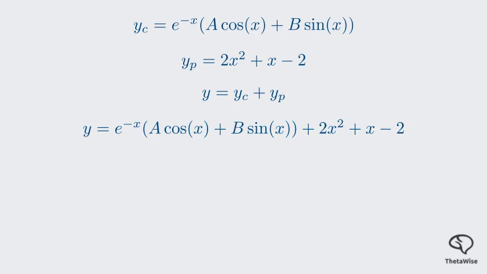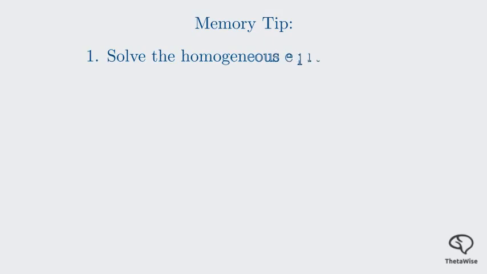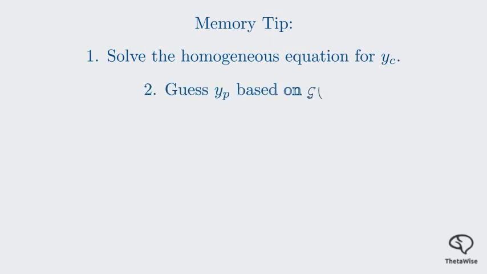This formula contains two arbitrary constants, a and b. If an initial condition were given for this problem, we could solve for them just like we did in 4.1. Let's do a quick memory recap for this method. First, find yc by solving the homogeneous equation. Then find yp using the method of undetermined coefficients. Finally, add them together. This structured approach helps prevent mistakes.